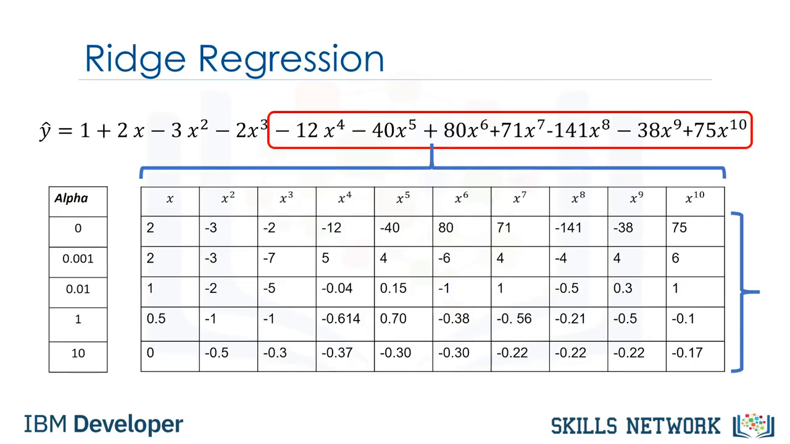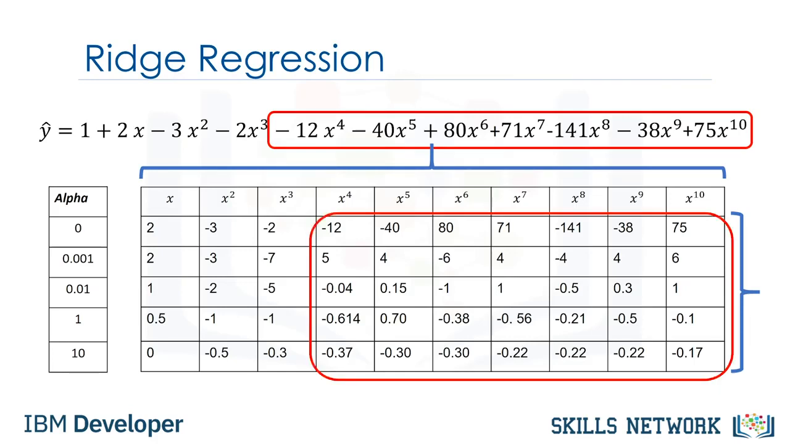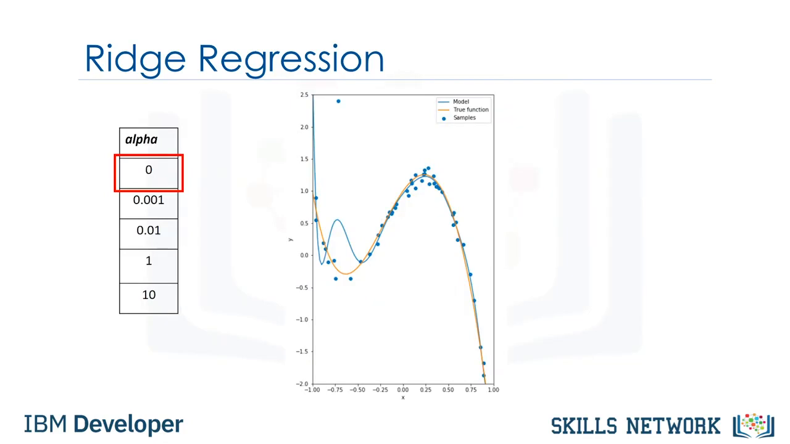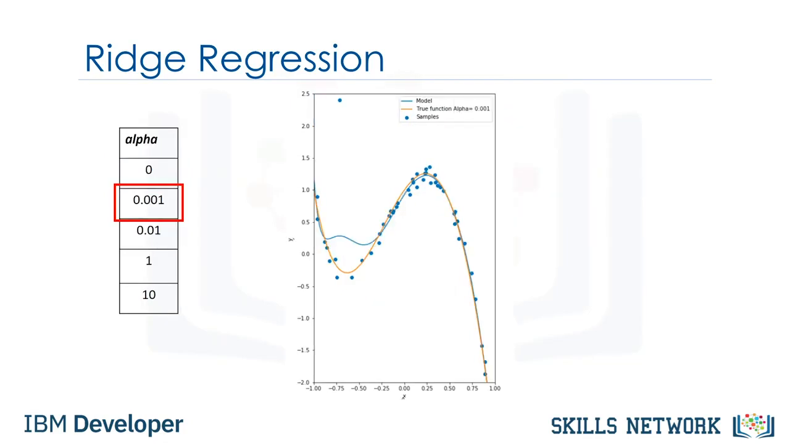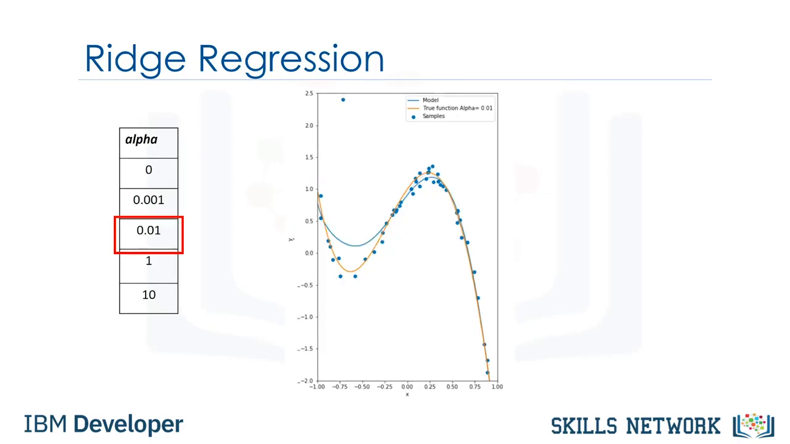As alpha increases, the parameters get smaller. This is most evident for the higher-order polynomial features, but alpha must be selected carefully. If alpha is too large, the coefficients will approach 0 and underfit the data. If alpha is 0, the overfitting is evident. For alpha equal to 0.001, the overfitting begins to subside. For alpha equal to 0.01, the estimated function tracks the actual function.